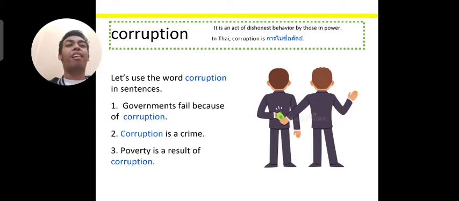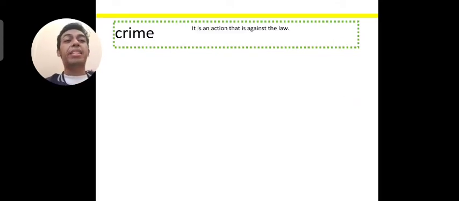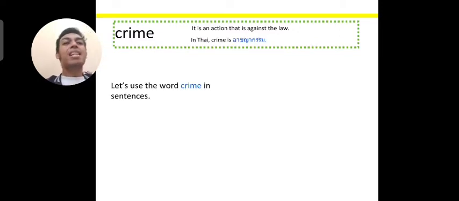Okay, now let's go to our third word. Our third word is crime. Everybody say crime. Let's spell the word crime. C-R-I-M-E. Crime. So what is a crime? It is an action that is against the law. So something that is very wrong. It's not right. So in Thai, crime is this word. Okay? Now let's use the word crime in sentences.